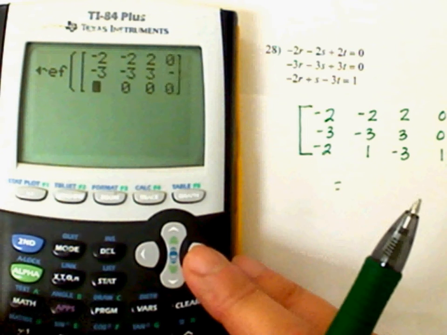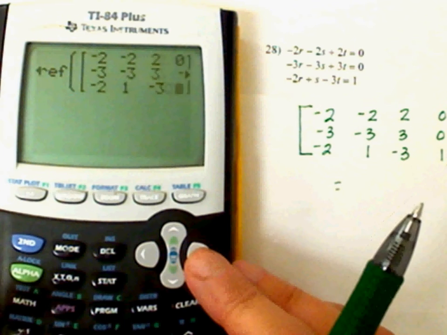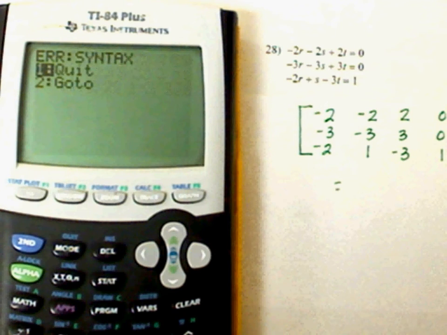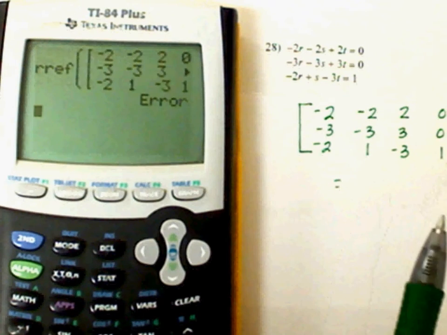-2, 1, -3, 1. Push enter. Oh, I must have messed up somewhere, and that's okay. Just hit enter. Oh, look what I did. Okay, let's clear. Let's try again.